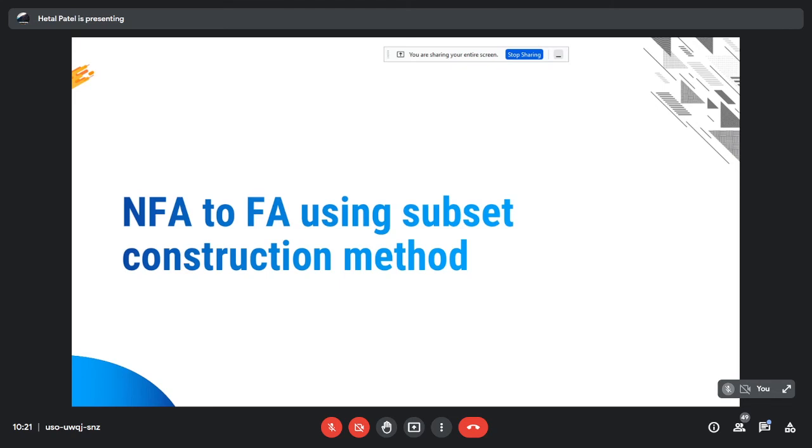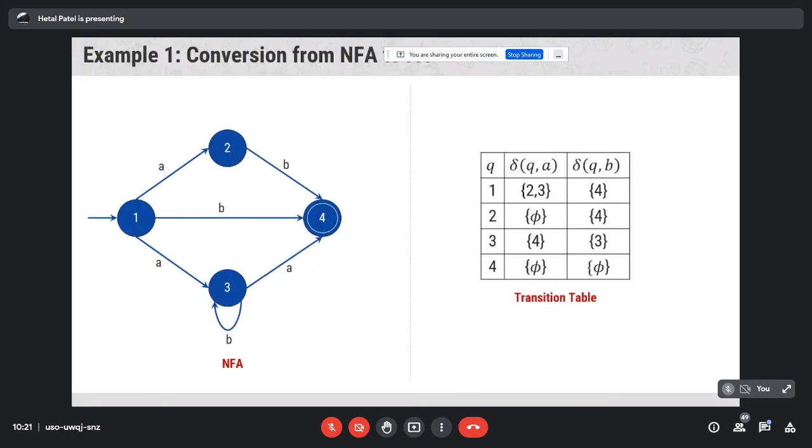Okay, so our task is, with input symbol A, look at it properly, from state 1 it is reaching to states 2 and 3. So here it's a transition table. Whenever you are given such a non-deterministic finite automata, first of all make a transition table. Sometimes you will be given only the transition table. Okay, this is a transition table.